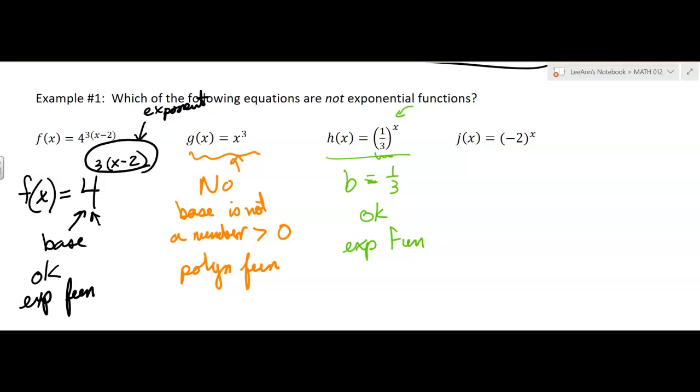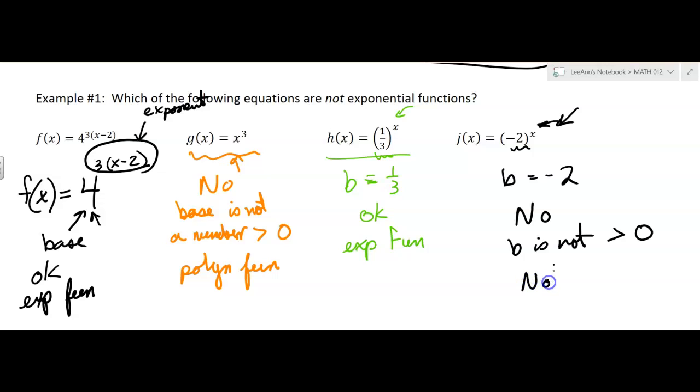All right. And then what about this last one? Well, it looks pretty good. You've got the exponent there, the variable in the exponent, so that's good. But what about the base? In this case, the base is -2, and can we have that? No. The base is not greater than 0. So this is not an exponential function. This is something else. Okay, so not exponential.